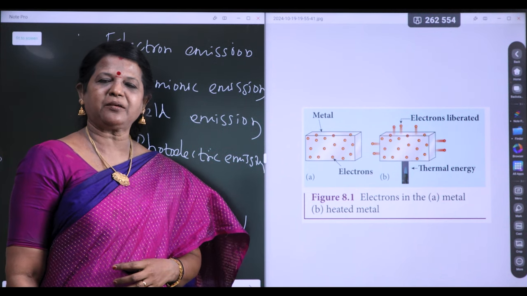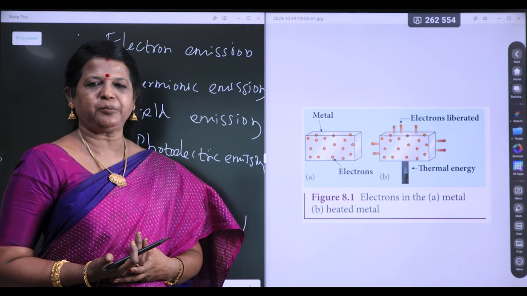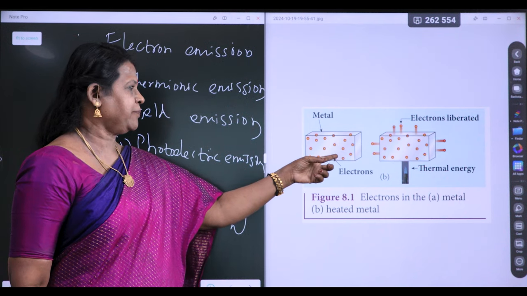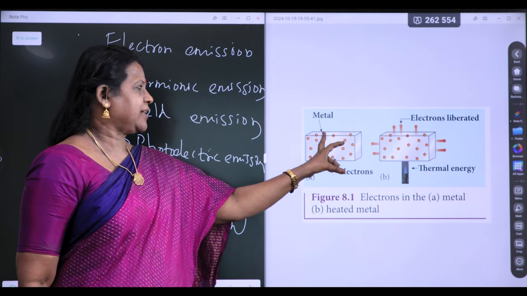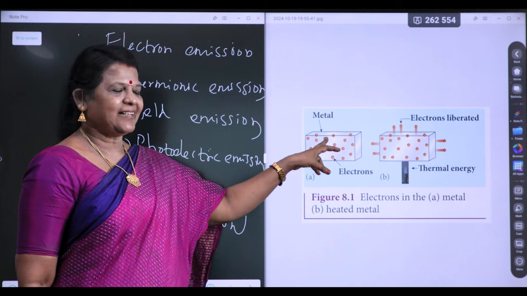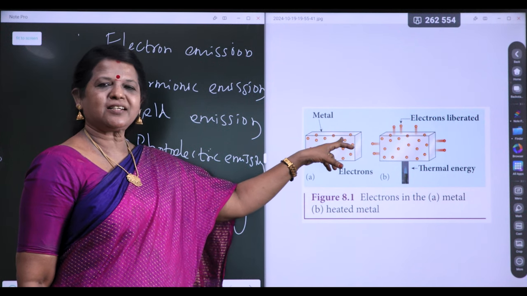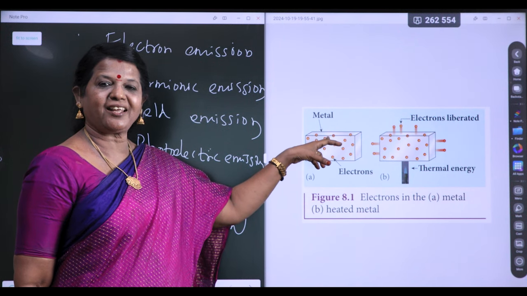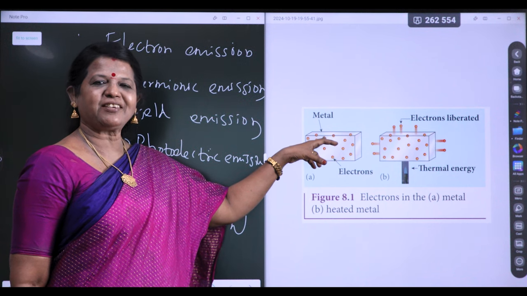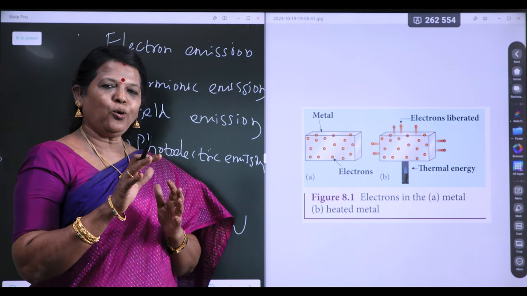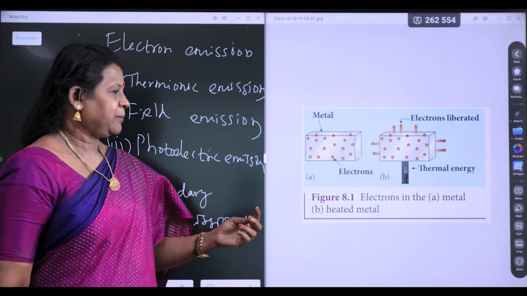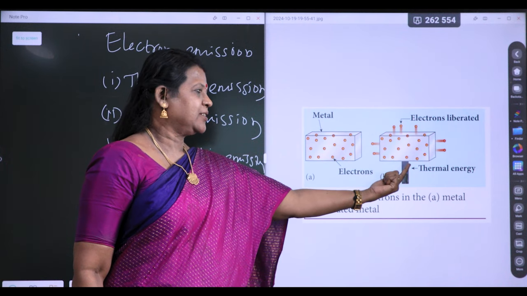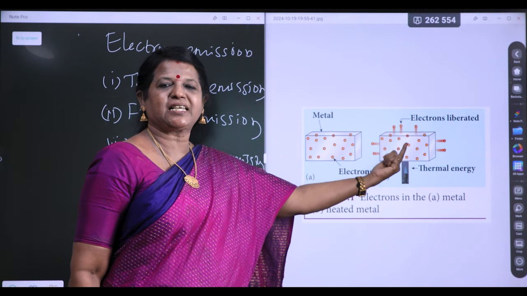Even in the word thermionic emission, thermal energy is to be given. Here in the diagram, the first part is the metal. Inside the metal, the circles represent free electrons. The free electrons have kinetic energy to move here and there in a metal. But the second diagram shows that thermal energy is given to the metal.